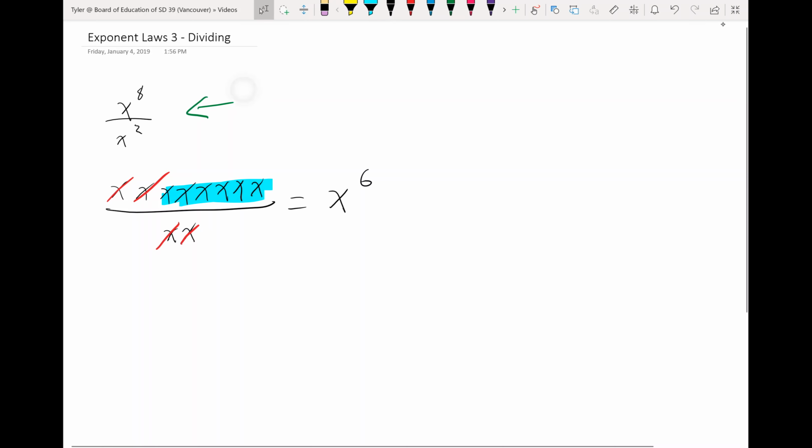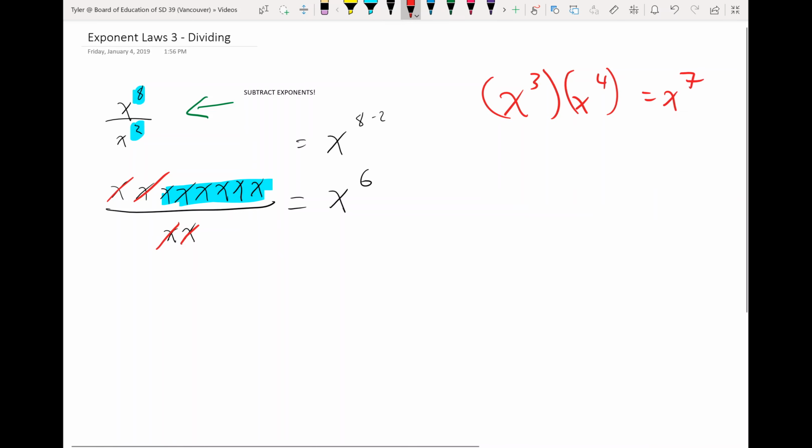In this case, the rule was we subtracted the exponents. We started with x to the power of 8, and then we subtracted the denominator, the 2 in this case. 8 minus 2 gives us 6. So recap from before: when we multiply, you add the exponents together. When you divide, you subtract. So this would become x to the power of 3, because we would have 5 minus 2 gives us 3 left over.